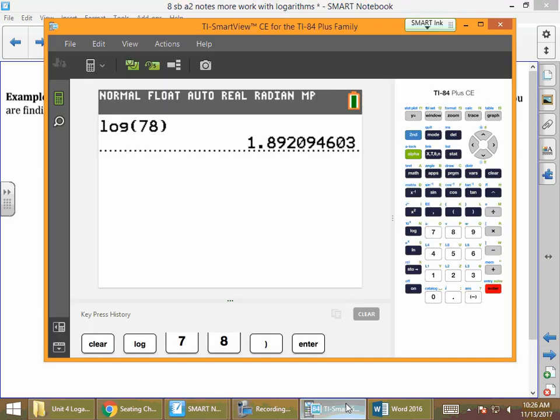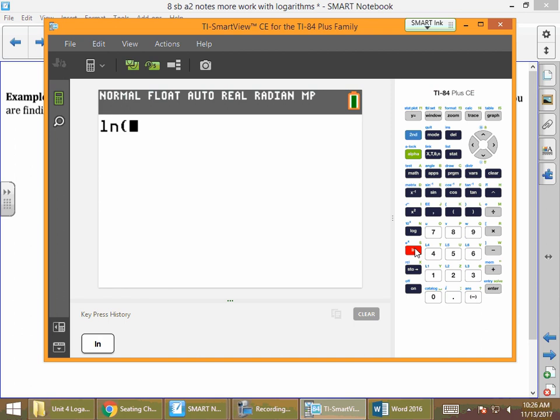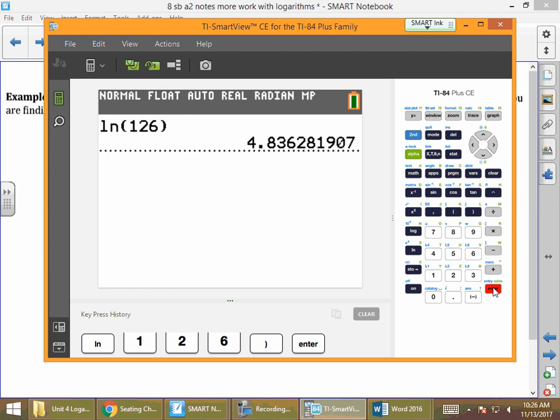As we look at our calculator screen in this particular case, the natural log button is the third button from the bottom on the left side. It just says ln on it. So in this case, we type in ln of 126, and we can press enter. And again, we get this big long decimal.